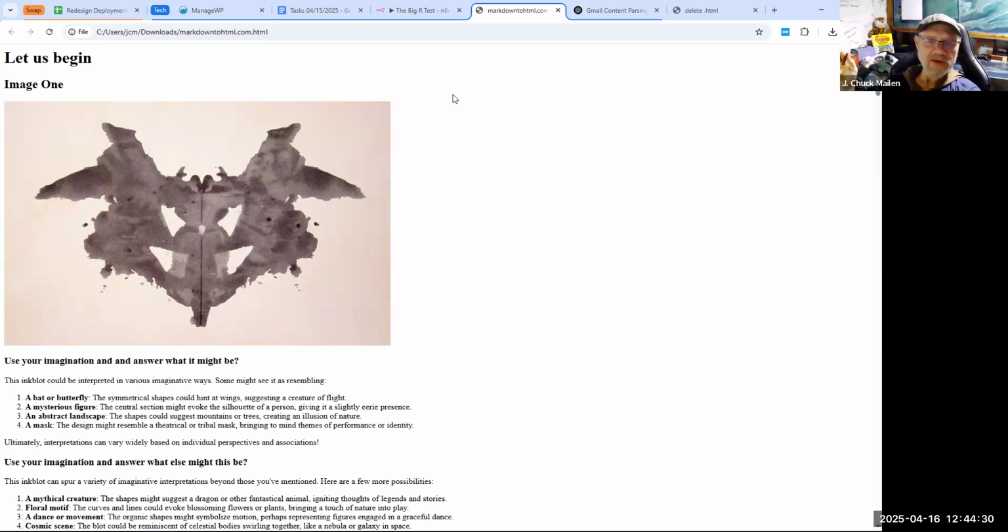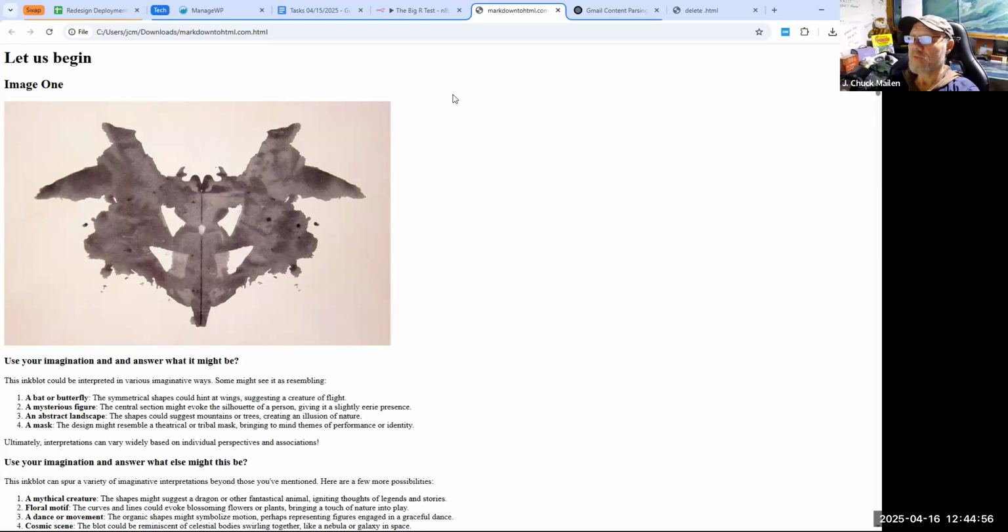Explain the basics here. We had to use a vision model, so it had to be a model that could actually see the images. And what I discovered was that most of the time when they give a Rorschach test, they ask two questions. The first one is use your imagination and answer what it might be. So they give you that picture and they say, what might it be? And then after you answer that, they ask a second question, which is basically, use your imagination and answer what else it might be.